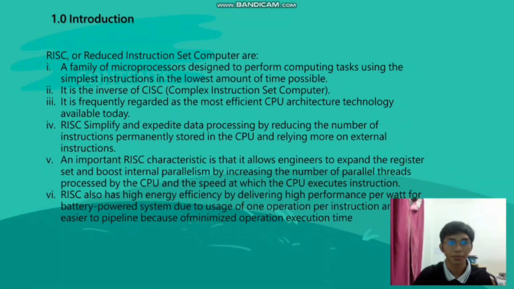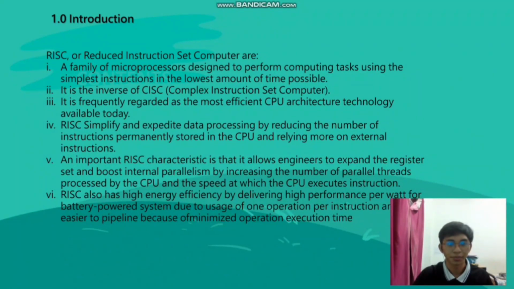A RISC microprocessor or chip takes advantage of the fact that most computing instructions are very basic, and computers are intended to handle these simple instructions rapidly. So RISC simplifies and expedites data processing by reducing the number of instructions permanently stored in the CPU and relying more on external instructions.